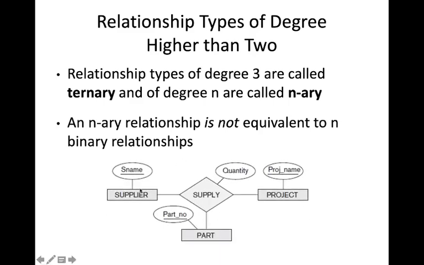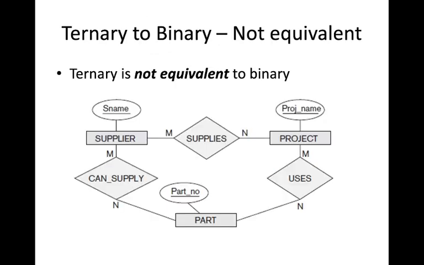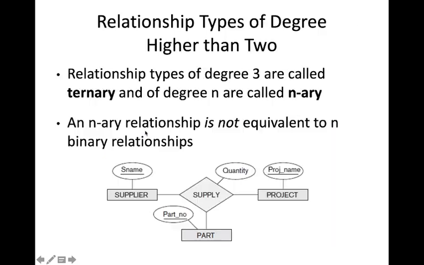We have already seen this example of the supply relationship between supplier, project and part. It is a ternary relationship because we have 3 entity types here. If we try to split it into 3 binary relationship types, it will be like this. We have split it into supply, can supply and uses. Do not worry about the details of this example. This is to show that we cannot split it like this. If we split into these 3 binary relationships, it won't be the same as this ternary relationship. So we have to specify this ternary relationship as it is.